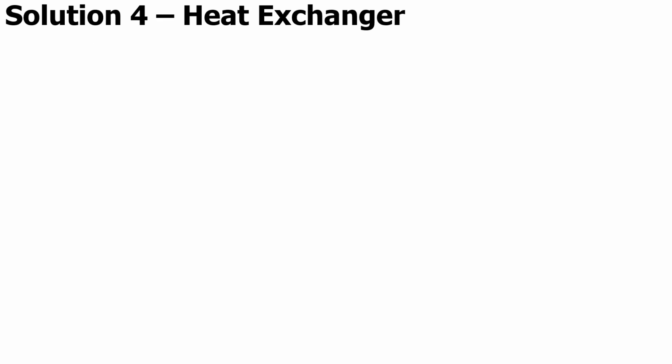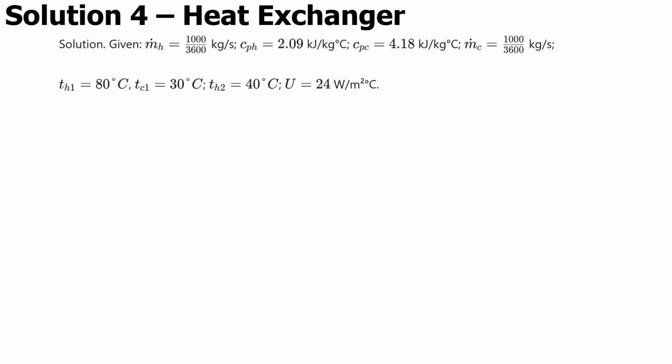Now let's begin with the solution by outlining the given parameters. Now the mass flow rate of the hot oil, mH dot, is 1000 kilograms per hour, which is approximately 0.2778 kilograms per second. Its specific heat capacity is 2.09 kilojoules per kilogram degrees Celsius. Now the inlet temperature of the hot oil, that is TH1, is 80 degrees Celsius. And its outlet temperature TH2 is 40 degrees Celsius.